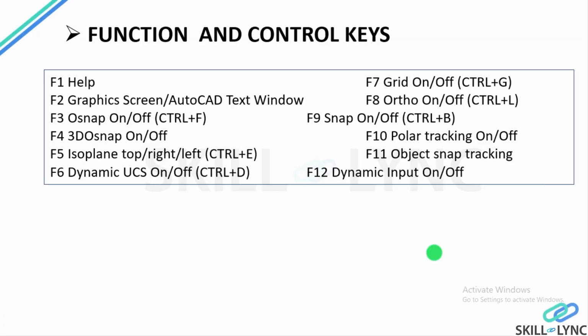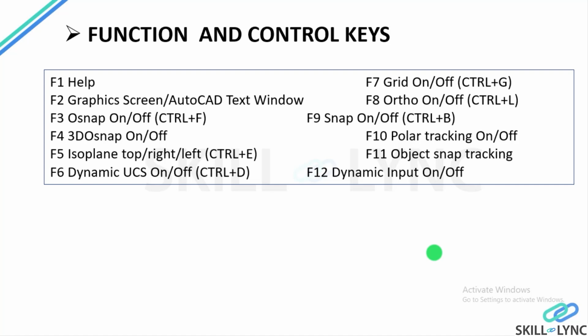Next is F3. We talked about object snap on off. You can have Control F. And then when we do 3D, we will go with 3D snap on off. F5 is for the isoplane top right, and the dynamic UCS is F6. F7, again we have discussed, is grid on off, Control G. Control D is for the dynamic UCS, and F9 is the snap we have already done, so Control B is for F9. Polar tracking we did, and F11 is for the object snap tracking that we have just discussed. And last but not the least is the F12 key for dynamic input on and off.